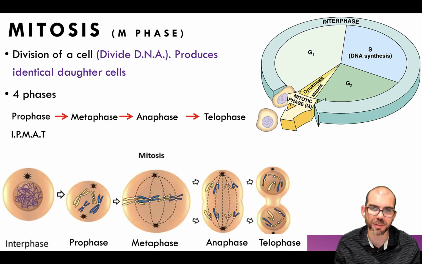A great way to remember the phases of mitosis is PMAT, or IP on the mat to remember the entire cell cycle. IPMAT: interphase, prophase, metaphase, anaphase, telophase.